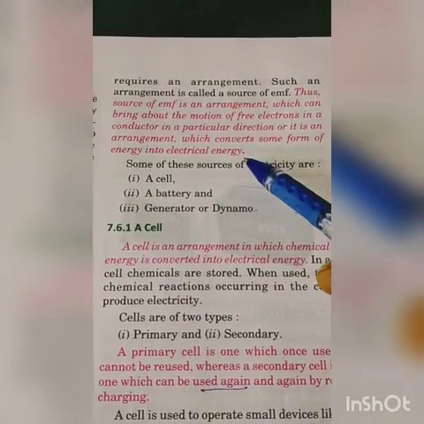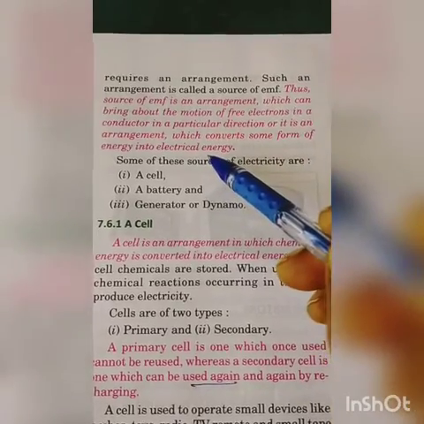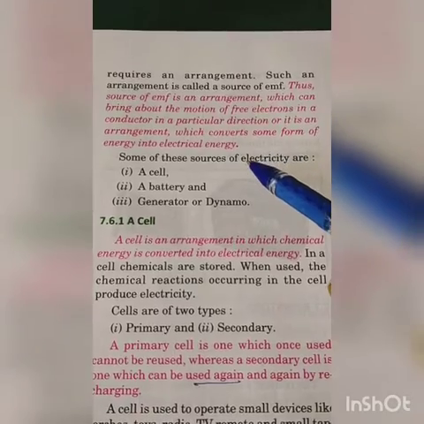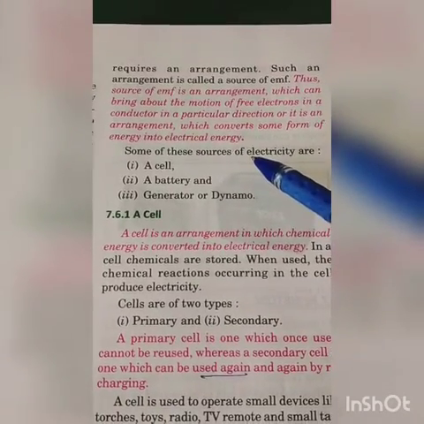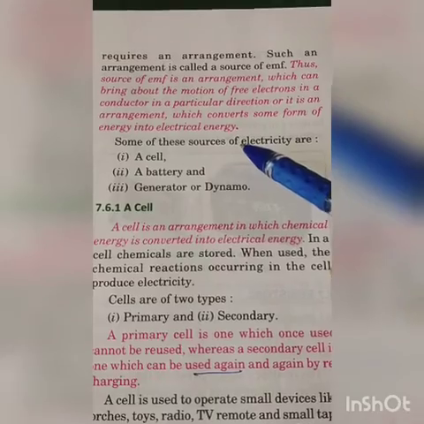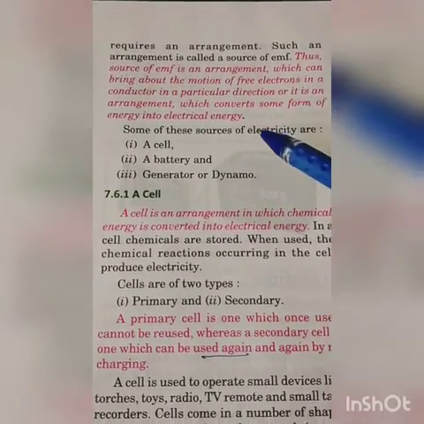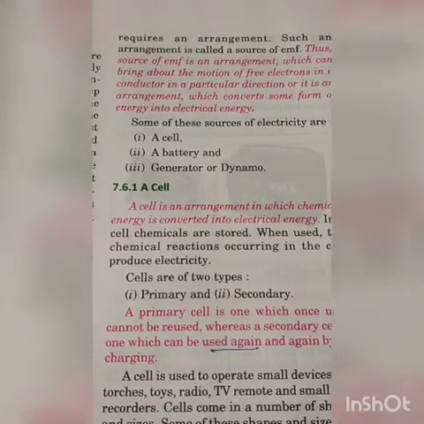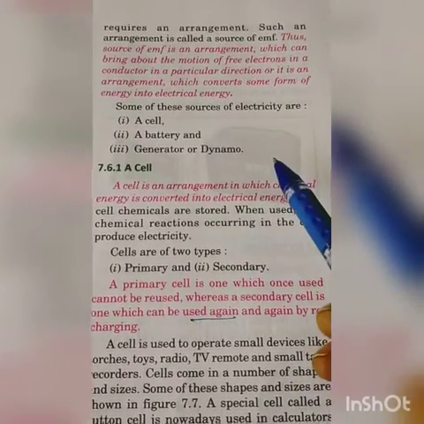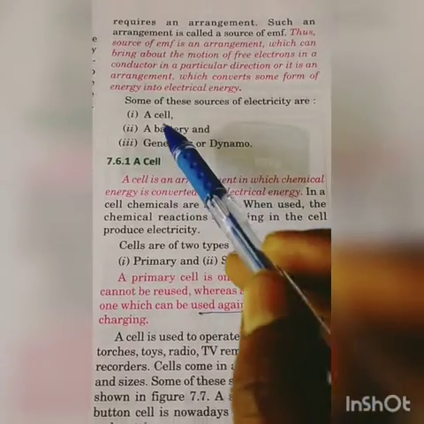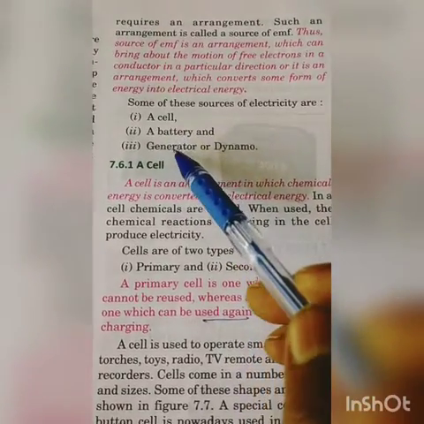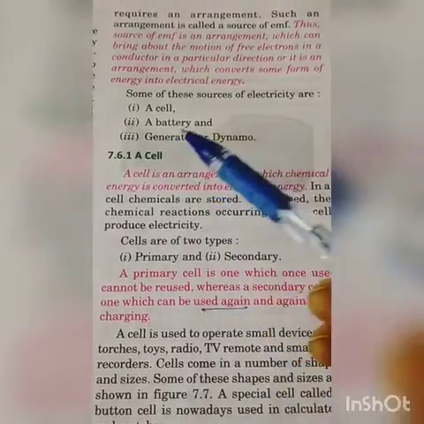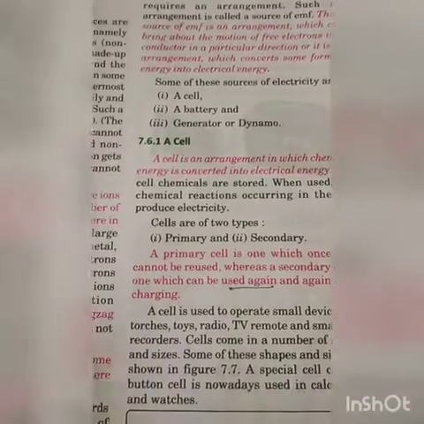In other words, you can say some form of energy is converted into electrical energy. It can be like in dams, electricity is produced, or maybe in generators or whatever. Now you can see here in the book given, a cell, a battery, and a generator. These three common sources are there.